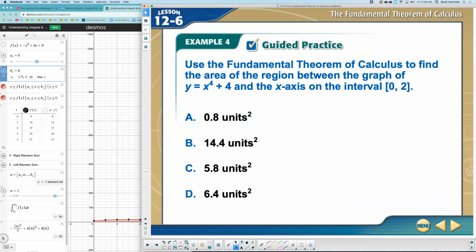Now it's your turn. You can either use the algebra with the fundamental theorem of calculus or a calculator to come up with your exact answer evaluated on the interval from 0 to 2 of this function. Pause the video if you need more time.